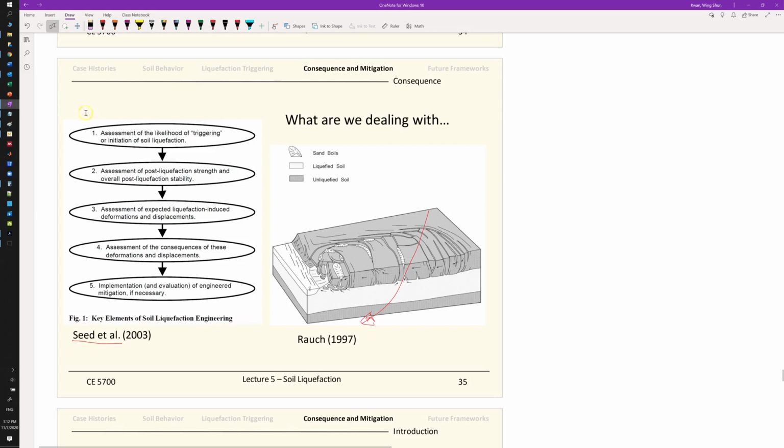So the framework, we talked about that already. The first thing is the assessment of likelihood of triggering or initiation of soil liquefaction. So this is the triggering, and before that, we also have the susceptibility that you want to look at.